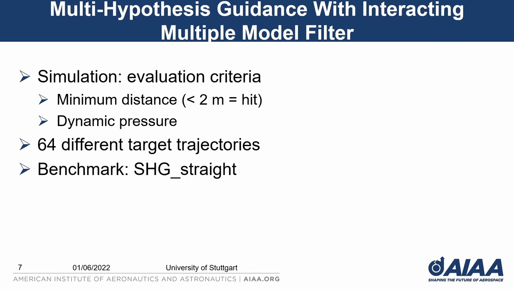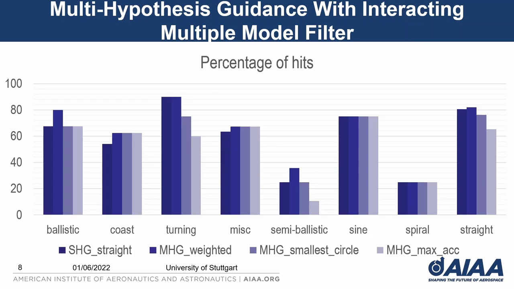The targets included aircraft, ballistic missiles, helicopters, cruise missiles, and so on. As a benchmark, a single hypothesis guidance law, which assumes that the target is going to fly in a straight line, was chosen. Here you can see the results of the simulation. The four different colors denote the four different guidance laws. The darkest shade of blue is the benchmark, the single hypothesis guidance law. The other three blue shades denote the different proposed approaches for a multi-hypothesis guidance.